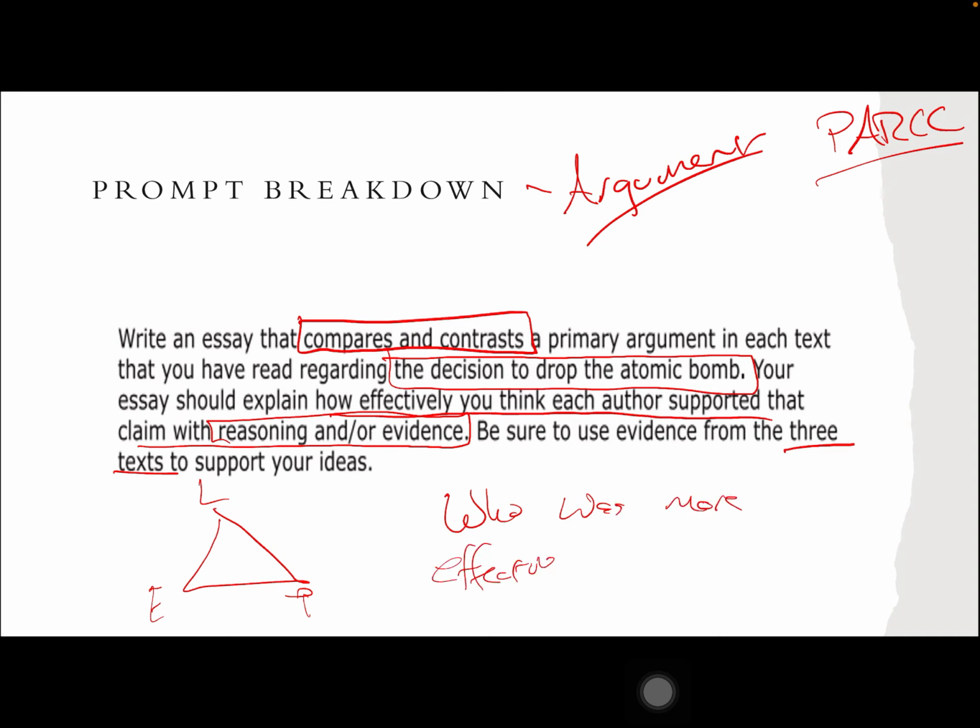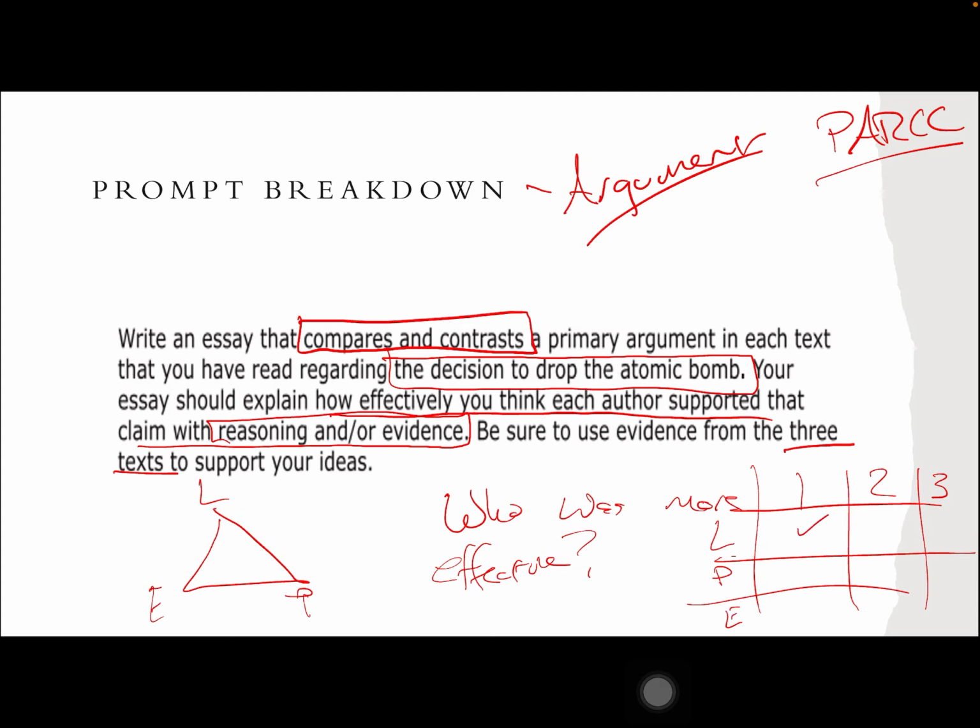So then when we are thinking about setting up our organizer, we might have things like text 1, text 2, text 3. Then we might even have something like logos, pathos, ethos, and say, okay, text 1 uses logos. Text 2 uses pathos and ethos, but doesn't use logos. And text 3 uses all 3, right? So then when we talk about which one is more effective in supporting their claims with reasoning or evidence, we have our organizer, we have our paragraph numbers.